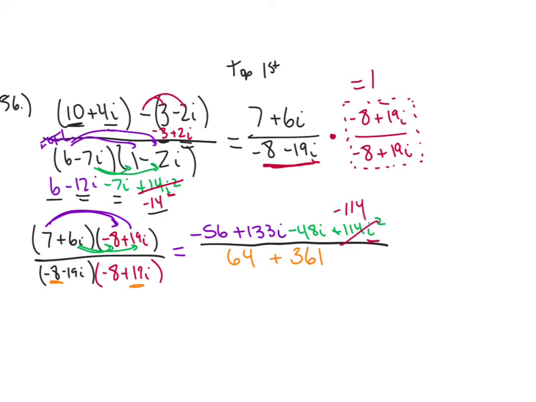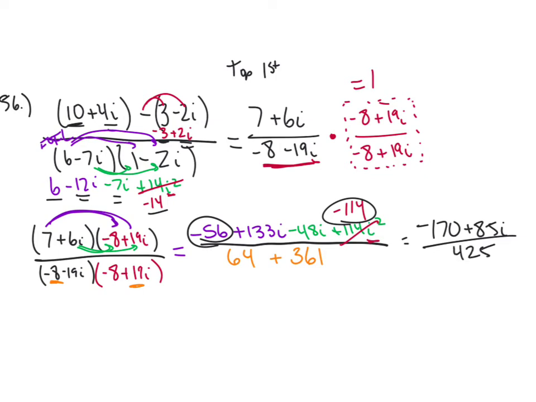negative 114. On the top, I put my real parts together. So I do negative 56 minus 114. I end up with negative 170. On the bottom, then I'm going to do my imaginary parts. 133 minus 48 is 85. So I have 85i. The bottom is 64 plus 361, 425.